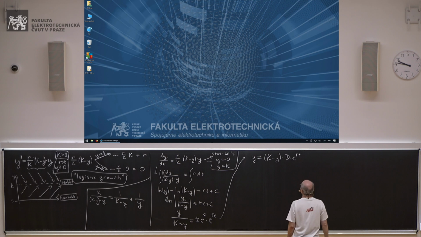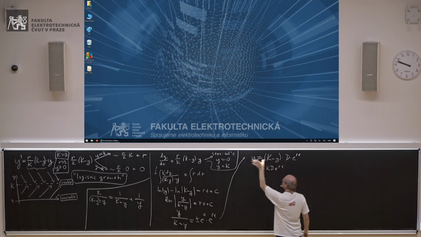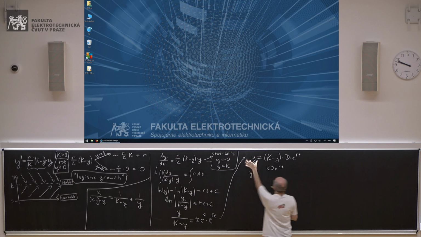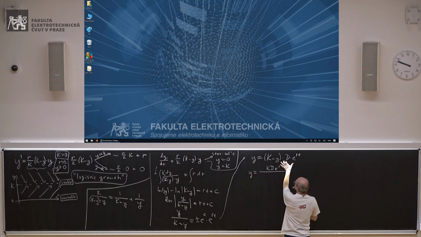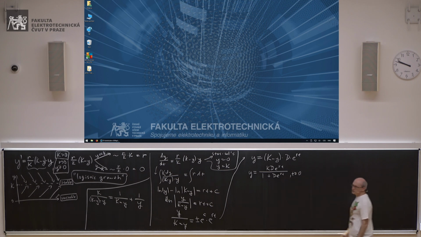Okay, what's happening now? I'm going to multiply out the bracket. There will be part without y. This one will stay on the right. And it looks like this. k d e to rt. Now the y part will be moving to the left. I factor out y, and it stays here, and the factor will be divided. So what's the factor? I factor out 1 plus d e to rt, t greater than or equal to 0. So that's a formula.